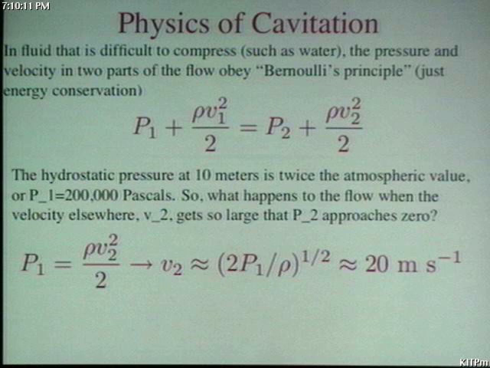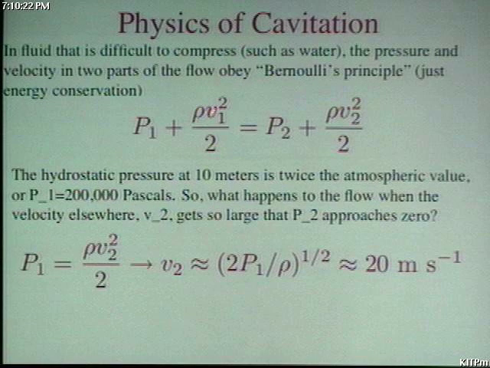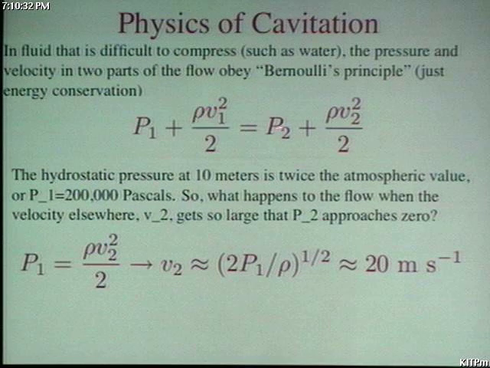So if I have two parts of the flow, one place where the pressure is P1 and the velocity is V1, and this is the density of water, then at any place in the flow, this combination of the pressure and the velocity is constant. So for that same fluid element, if I accelerate it from region 1 to region 2, think region 1 is inside the claw, region 2 is inside the jet, then this sum has to be constant.